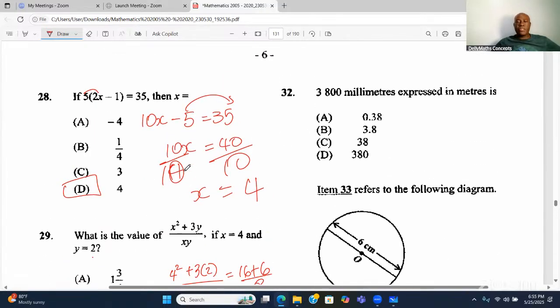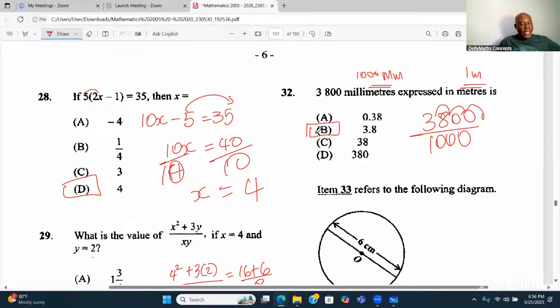All right, we have 3,800 millimeters, and it's expressed in meters. You know that it takes 1,000 of these to give 1. So 1,000 millimeters will give 1 meter, right? So you've got to divide. You're going to have to divide this by 1,000 because you want to go to meters, right? 1, 2, 3. You skip 3 places to the left, 3.8. The answer is B. So this one is quite simple, straight up easy for number 32 right there.